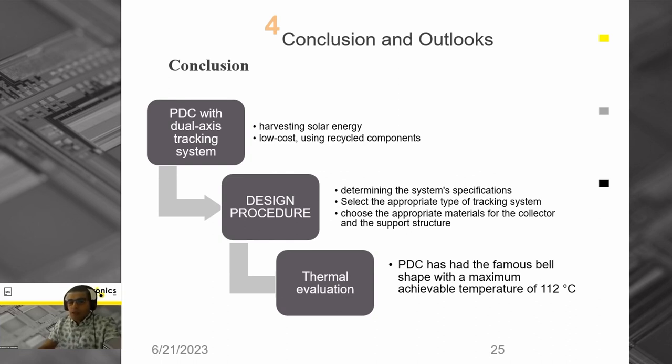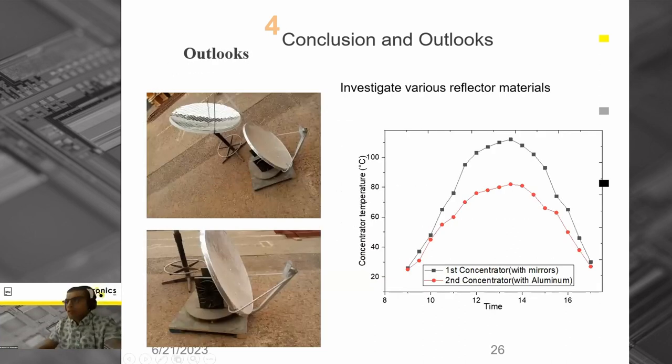We have demonstrated that the concentration temperature at the focal spot depends on several factors. As for the outlook, we have investigated various reflector materials, like aluminium as a reflector, due to its low price and the ease of sticking it on the surface of the parabola. And we have compared the performance of aluminium with the mirrors.